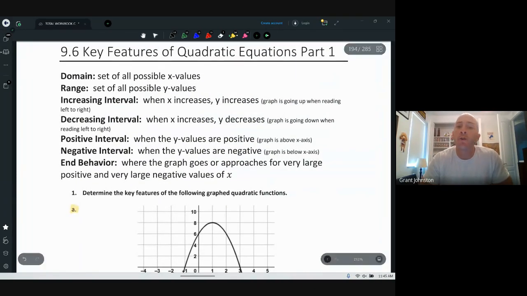Key features of quadratic equations, part 1. Okay, so here are all the notes on what each of these key features are. We've got domain and range. We worked a little bit with that already.